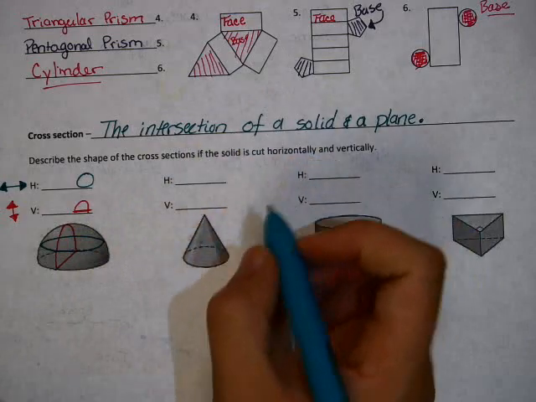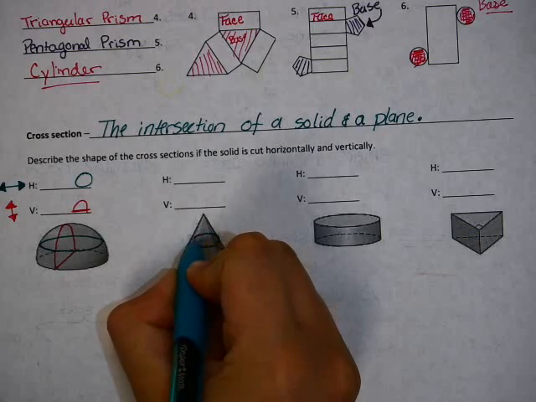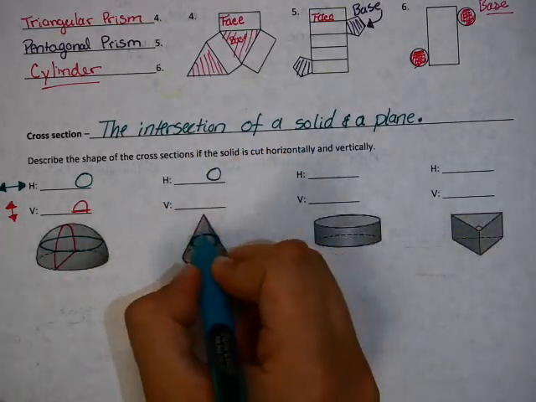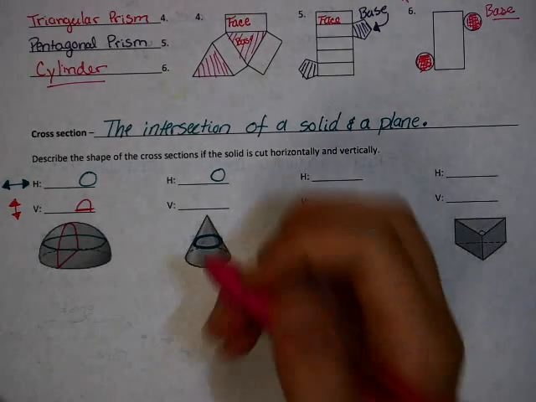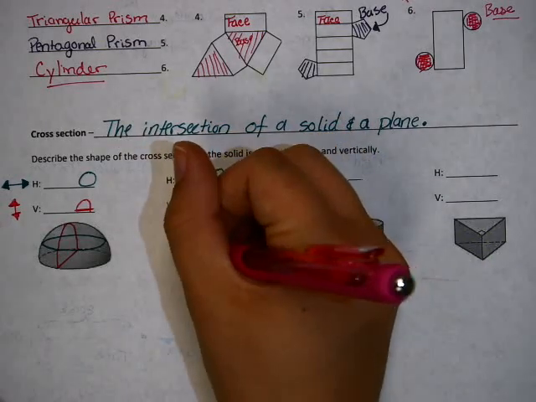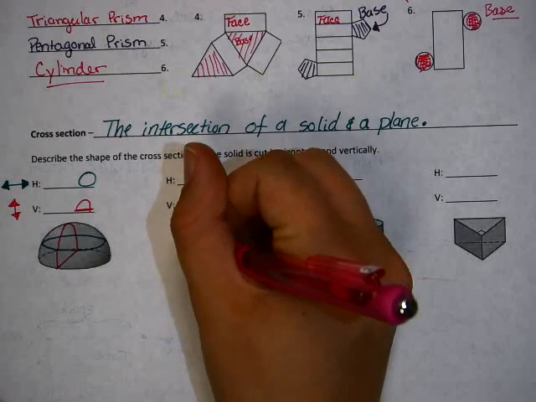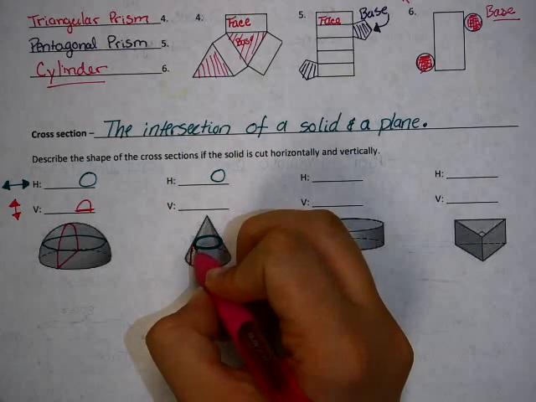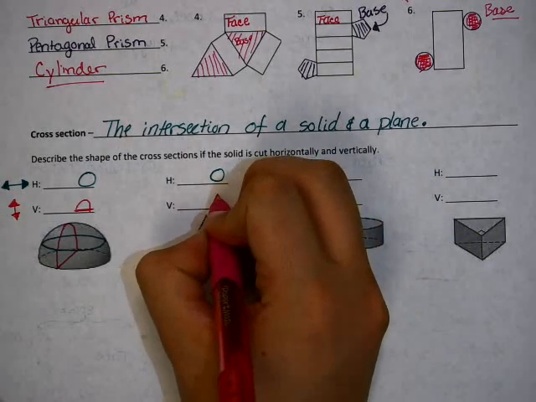Let's try the cone. So a cone, if I take a horizontal slice of it, think of your cross sections as taking a slice through your solid. I get another circle. It doesn't matter where I take the cross section. And then if I look at a vertical cross section, and I go up to this point and back down to the back of the cone here, I end up with a triangle as my cross section.